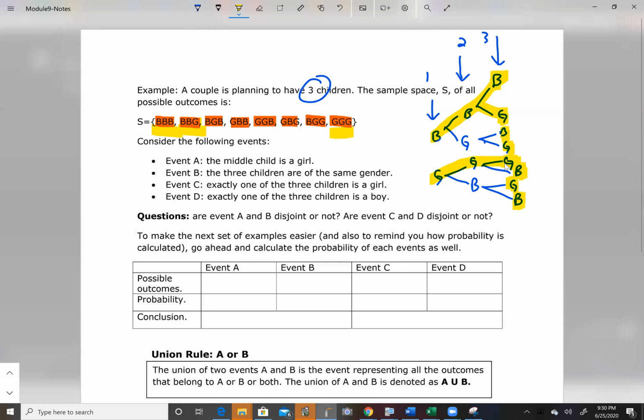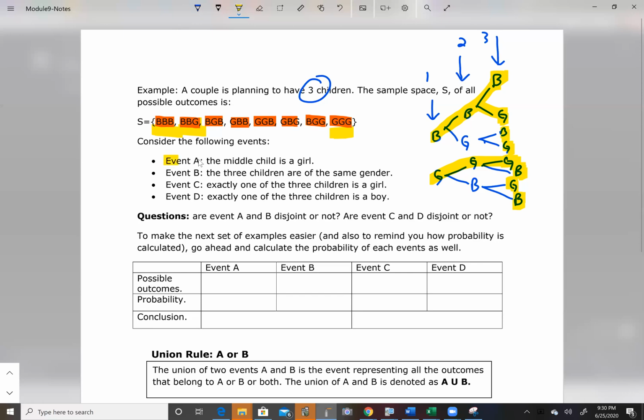So whichever way you are more comfortable with, the tree diagram definitely takes up more space and it's harder to do on the computer. But again, if I have something with just a small amount of outcomes like these 8 outcomes, I'll usually do a tree diagram just to make sure I'm getting everything and not missing anything. Okay, so let's look at these following events.